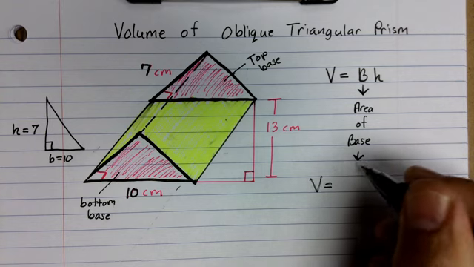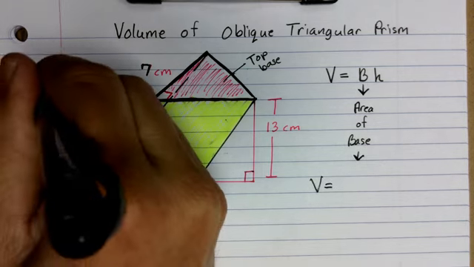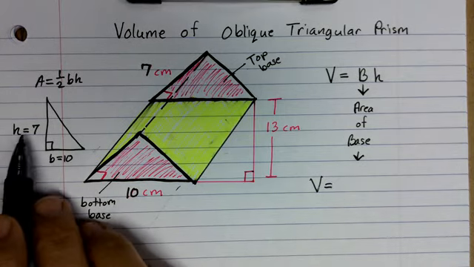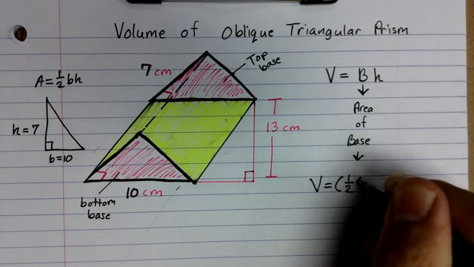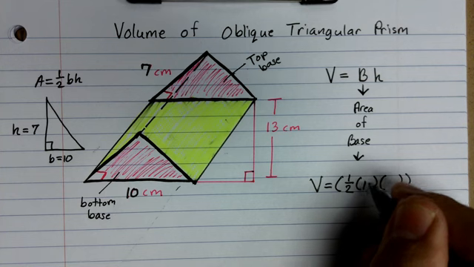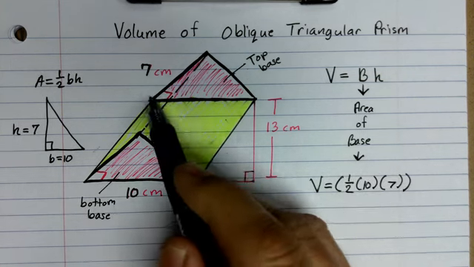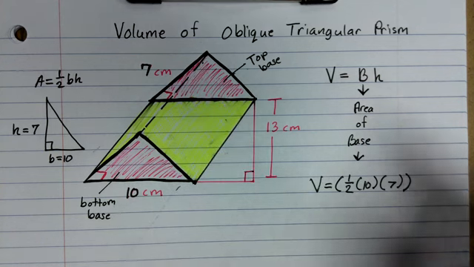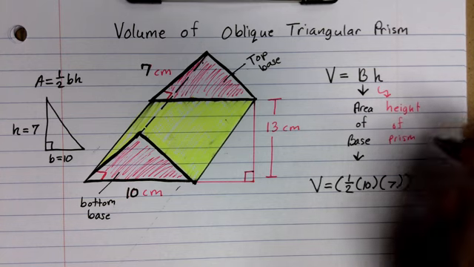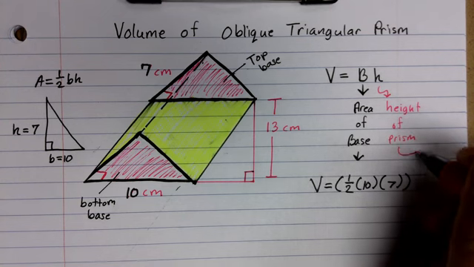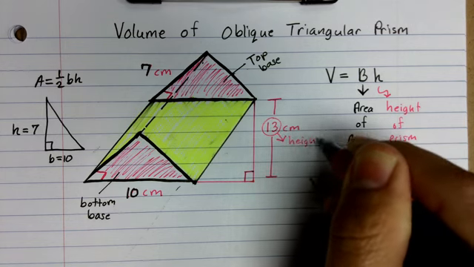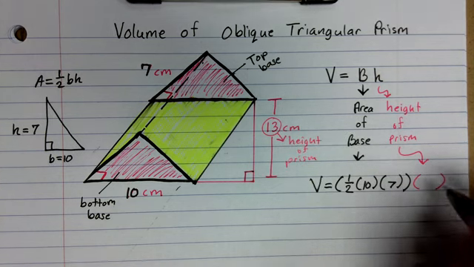So we have V is equal to, and we're going to use our formula for a triangle. Remember, the way you find the area of a triangle is one half the base of the triangle times the height of the triangle. So in parentheses we put one half times the base of the triangle and times the height of the triangle. My base is 10, my height of this triangle is 7, and those values were given to me right in this image. Then we're going to do times the height of the prism, and the height of the prism is 13. So I'm going to put that 13 in.